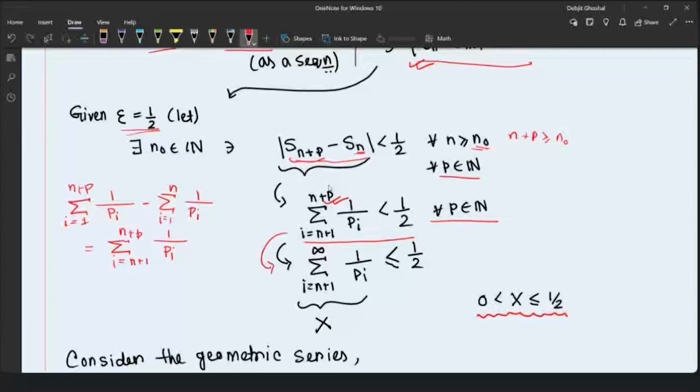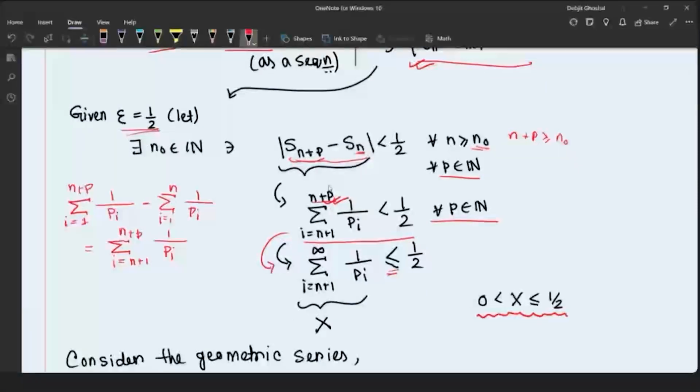So I can write it like this, the sum for i equals n plus 1 to infinity, since it holds for any big indices. This means the sum from i equals n plus 1 to infinity of 1 by p_i is less than or equal to half. Here I put equals to because it may converge to half.